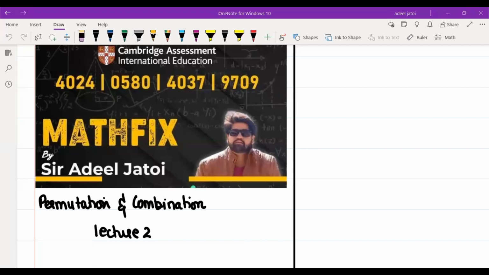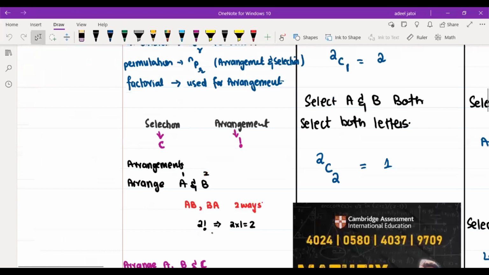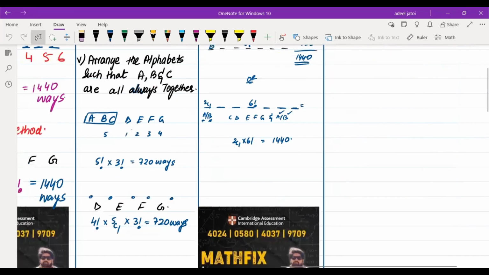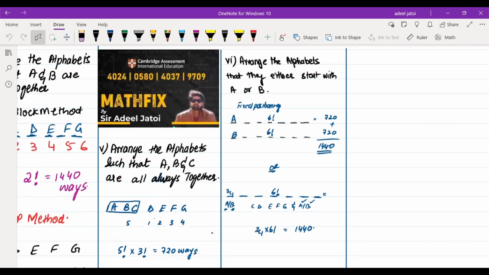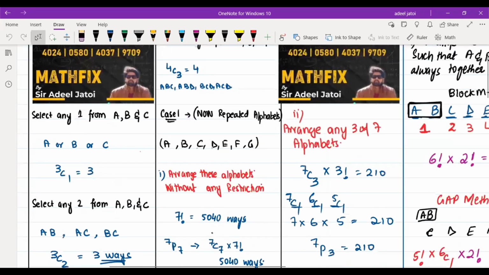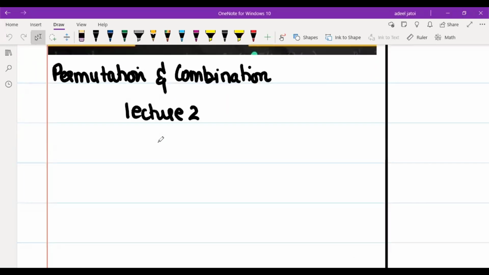Permutation combination, lecture number 2. We ended our lecture number 1 with case number 1, where it says arrange the alphabet so that they either start with A or B. This was from the non-repeated case, A, B, C, D, E, F, G. So we'll still continue with the non-repeated case, and the non-repeated case is case number 1.